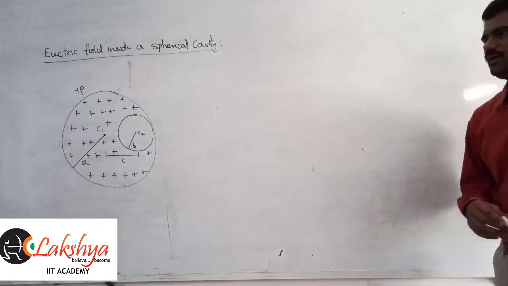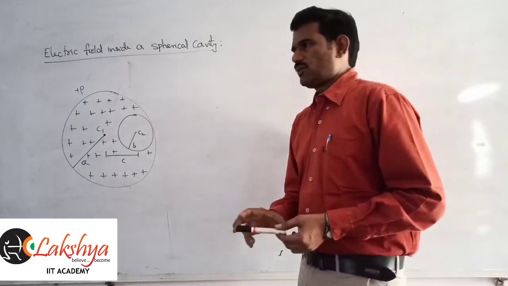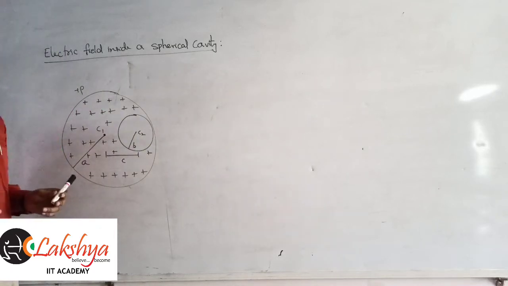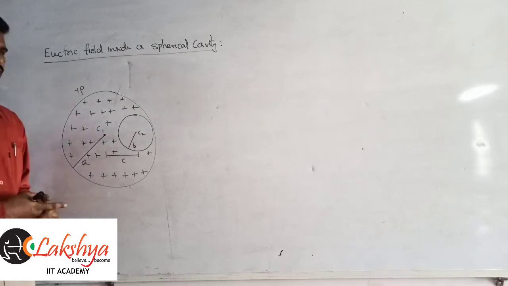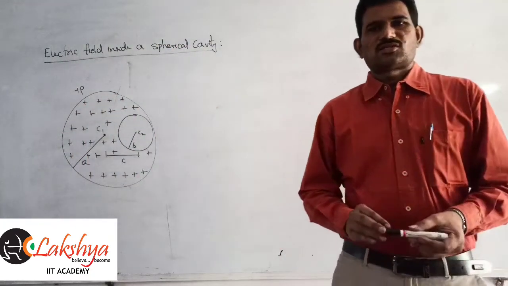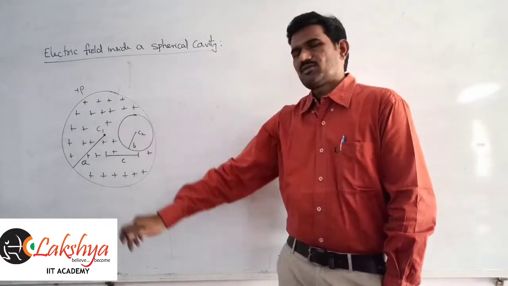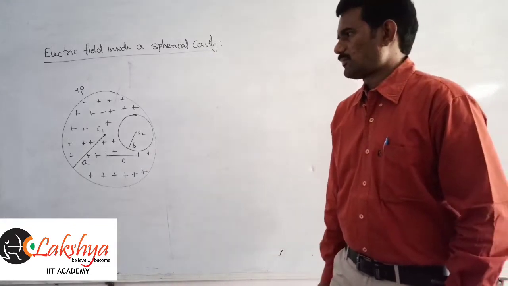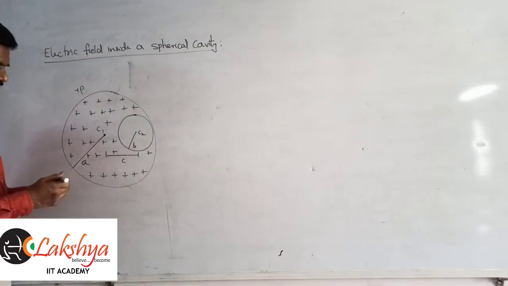Consider a sphere of radius A having uniform charge density rho. A spherical cavity of radius B is made inside it, such that the distance of the center of the cavity from the center of the sphere is C. We need to find the intensity of electric field at any point inside the cavity.